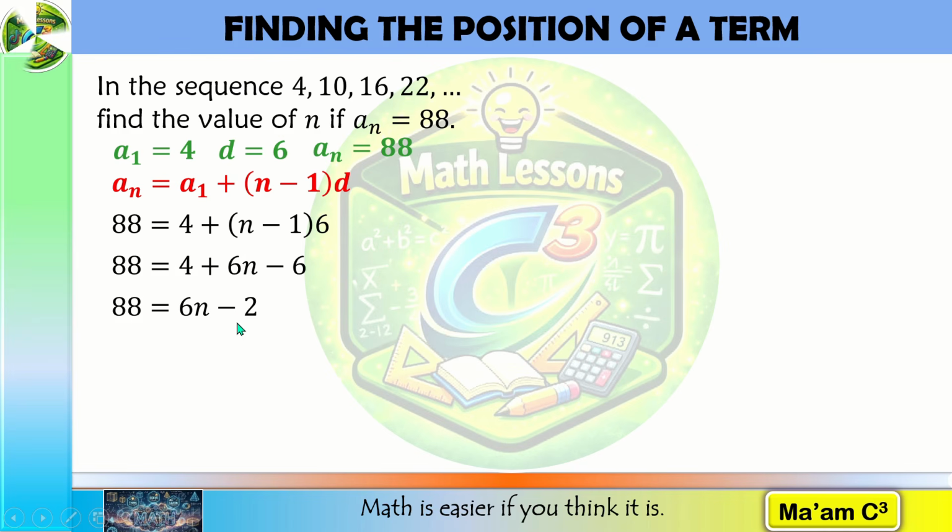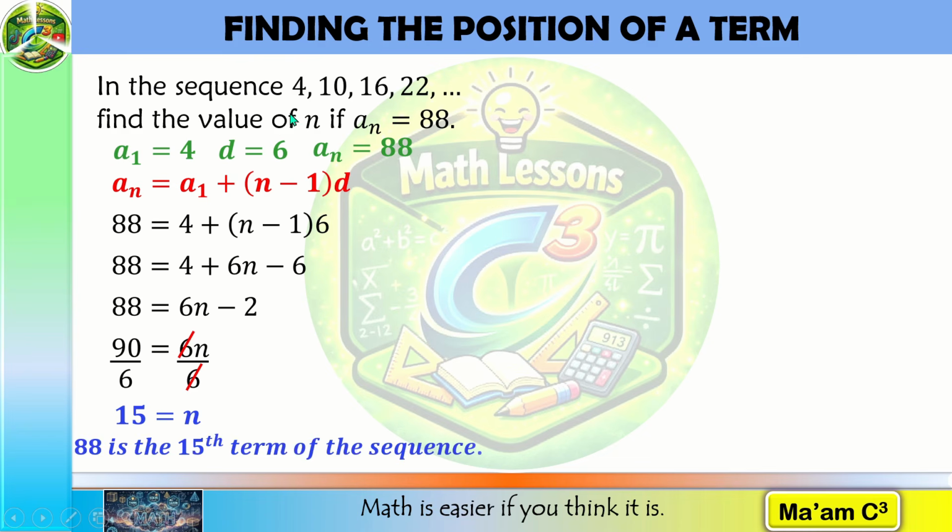Let us combine the constants. Let's move this on this side. 88, this will become plus 2. It will be 90. So 90 is equal to 6n. To solve for n here, we're going to eliminate this 6. So we're going to divide both sides by 6. This will cancel out, leaving you n, and 90 divided by 6 is equal to 15. So it means 88 is the 15th term of the sequence.